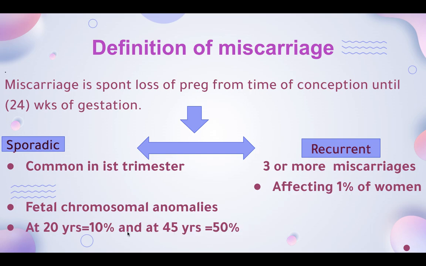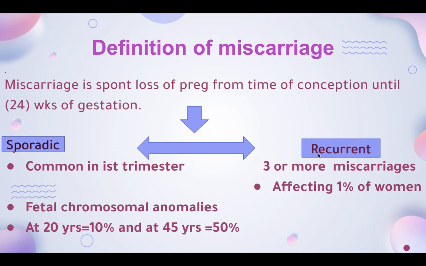Everyone knows that with advancing age, the risk of miscarriage increases. So at 20 years, it's 10%, and at 45 years, it's 50%. Right? I hope it's clear. And this is the sporadic miscarriage. There are two types of miscarriages which have been discussed. Actually, the guideline is in detail about the recurrent miscarriage, but they have just mentioned the sporadic as well.